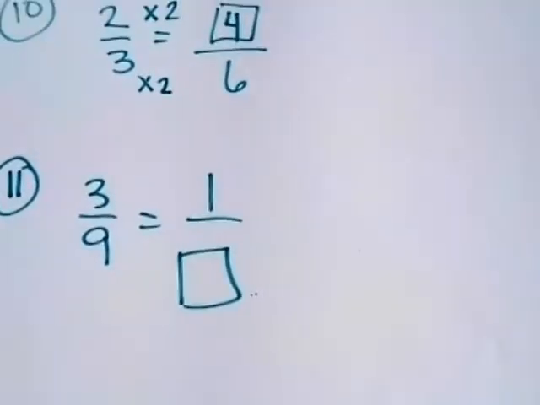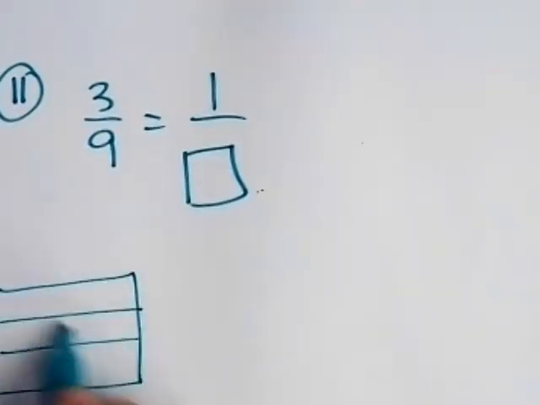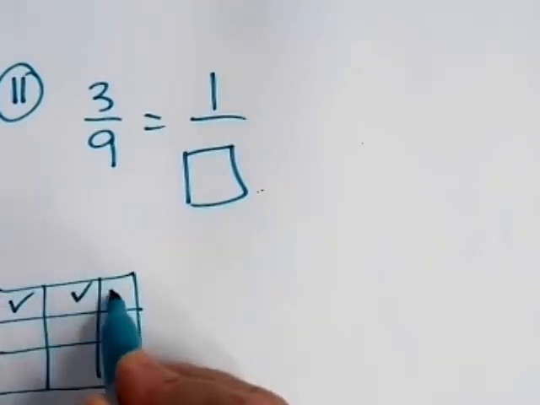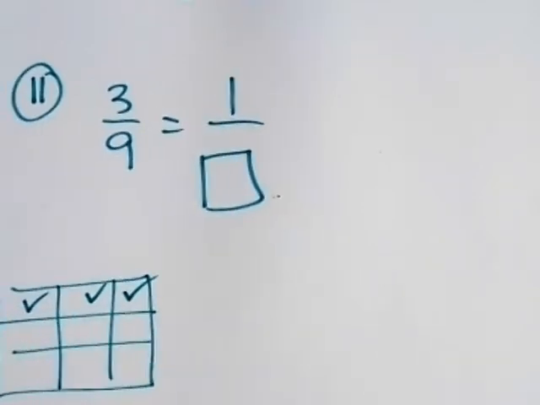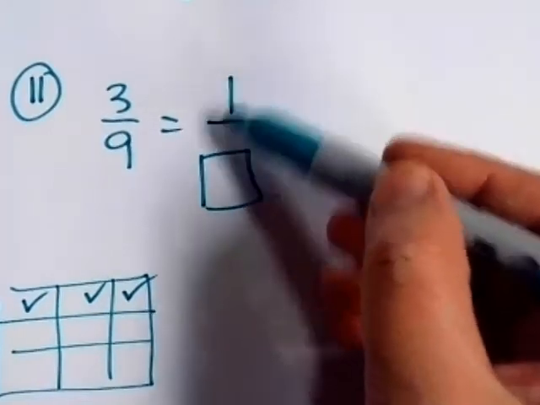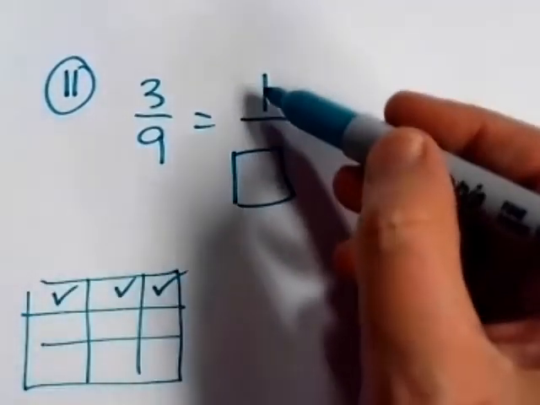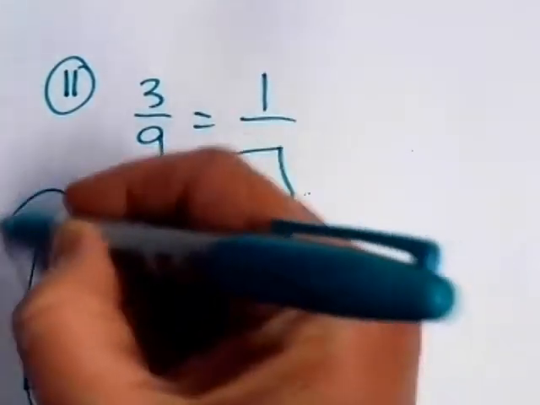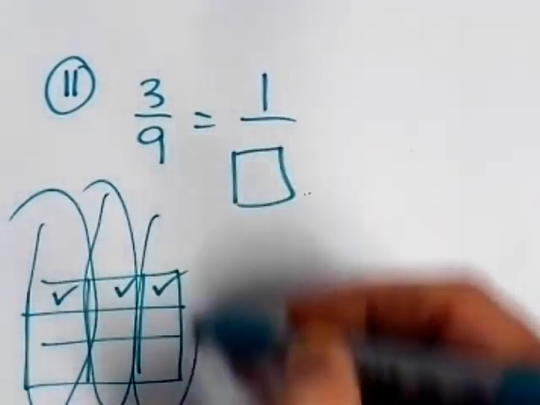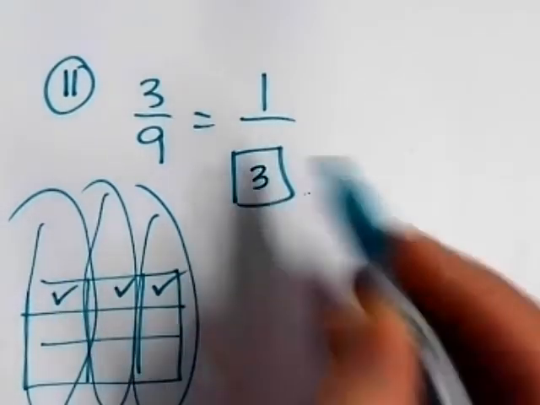Now, I'm going to draw a little picture here to show you what we got. We got 9 little blocks, and I'm going to put a check mark in 3 of them. Okay? Now I got 3 out of the 9 checked. So then it would be like saying 1 out of every how many are checked. So if I just divided this into groups where I had 1 check mark, there's a group, there's a group, there's a group. And each of those groups is 1 out of 3.